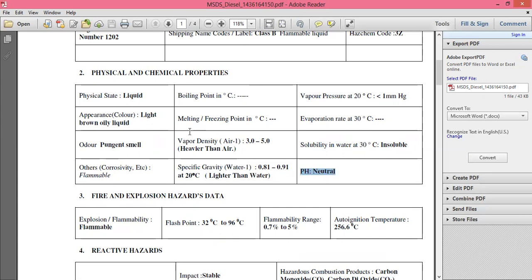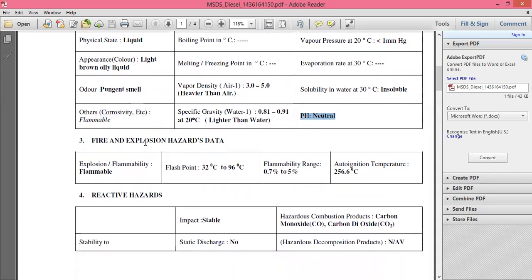For example, if it was sulfuric acid, it would give you acidic. Now this cargo is not acidic, but it is flammable. That means it can catch fire. So these are the physical and chemical properties of this particular cargo.